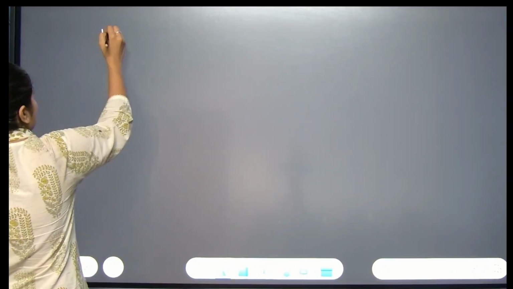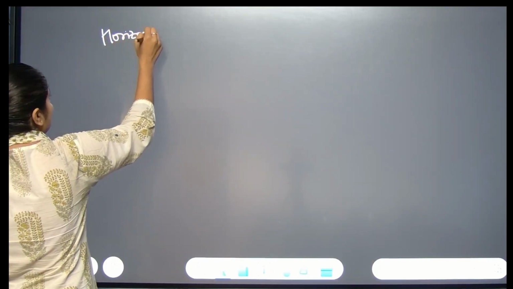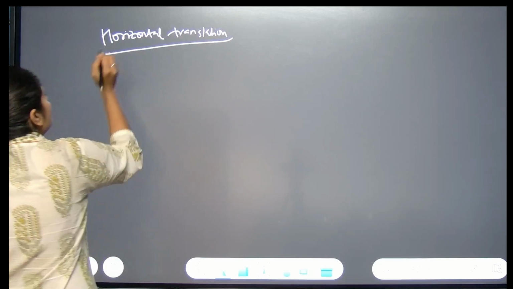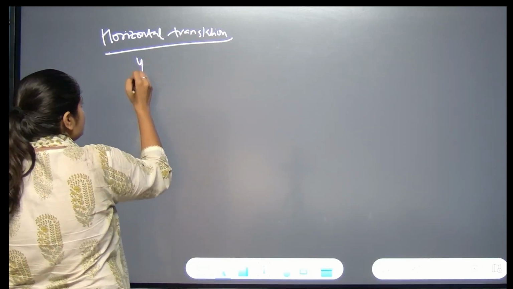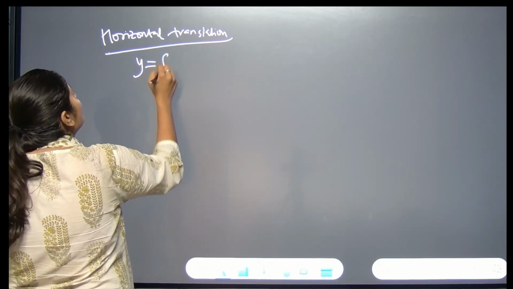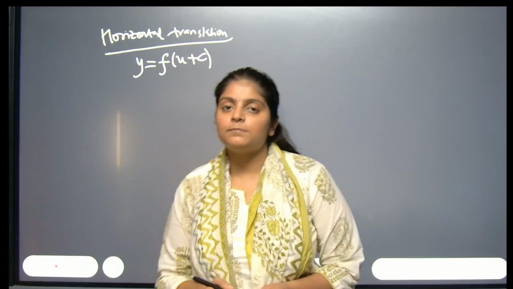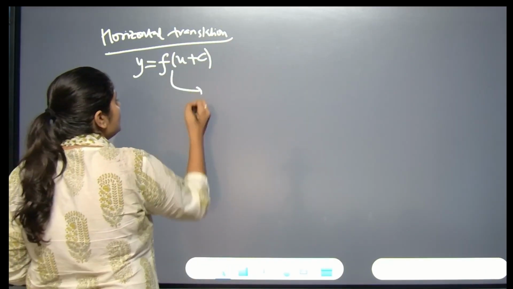The next type of translation is horizontal translation. For horizontal translation, the expression looks like y equals f of x plus c. Right, y equals f of x plus c. Here also there are two cases.